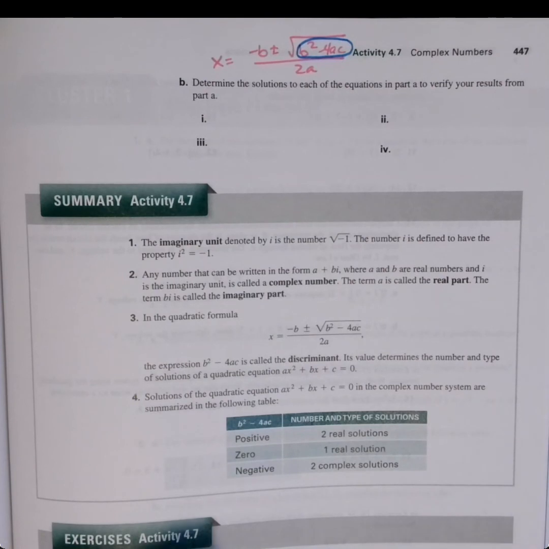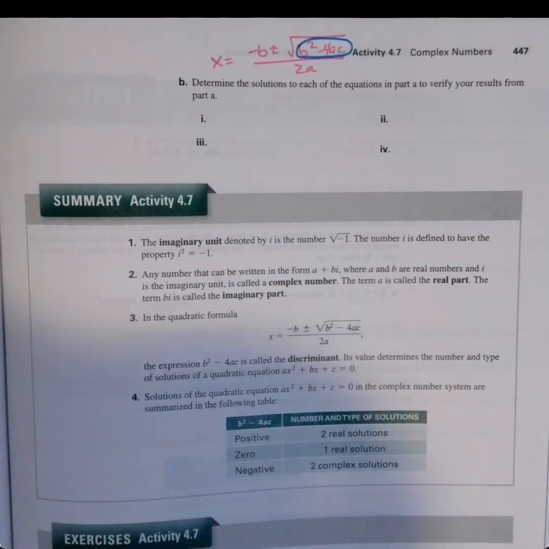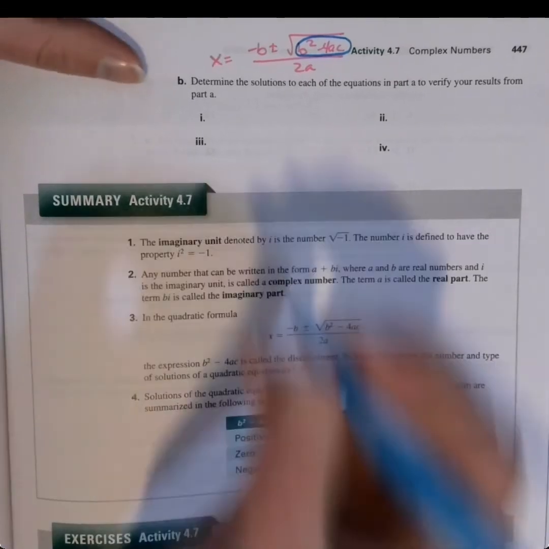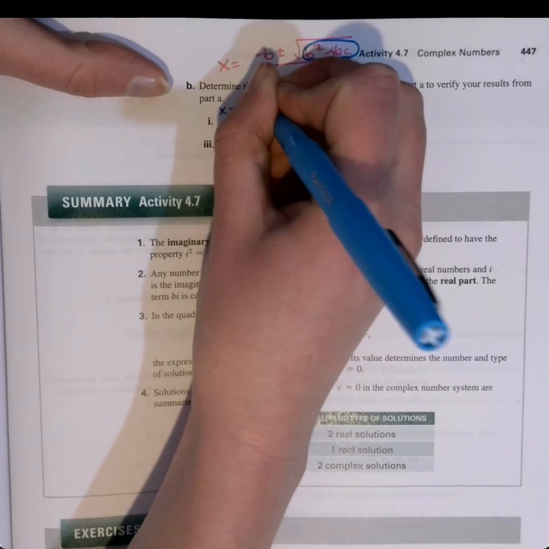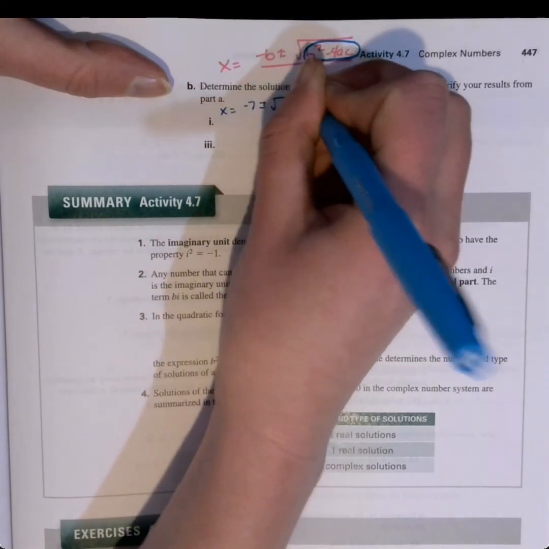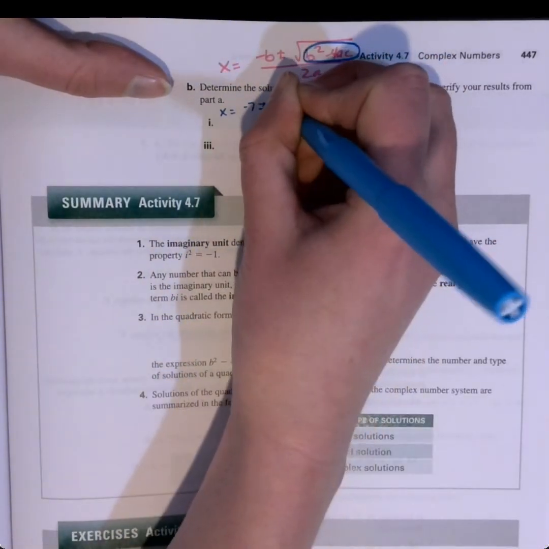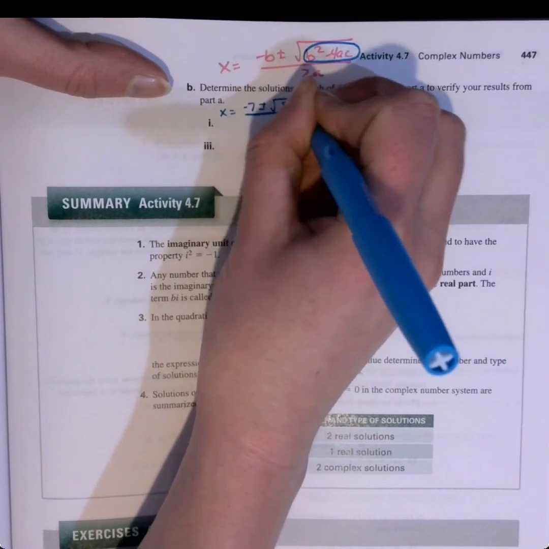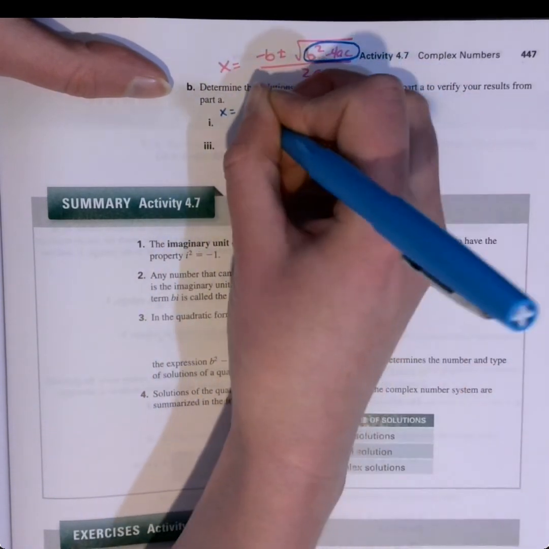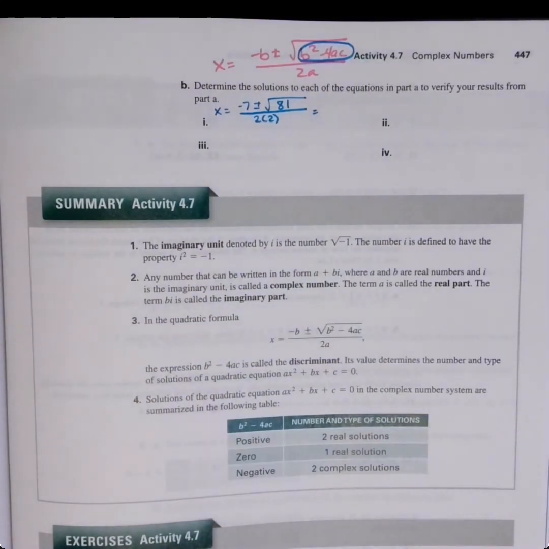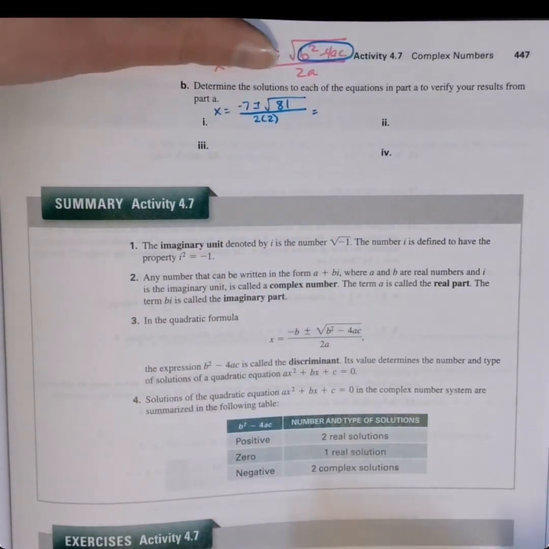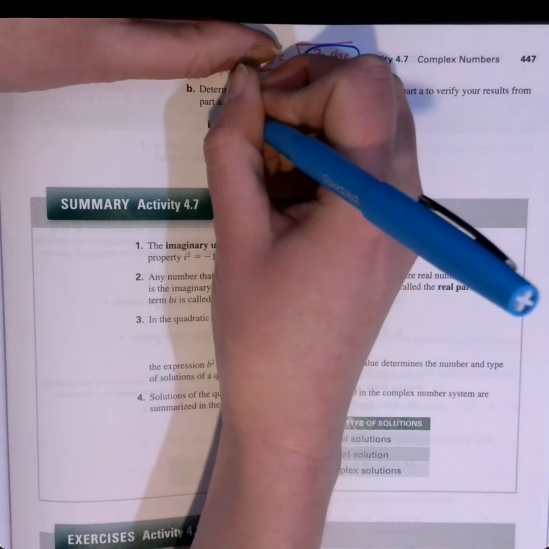Okay, so on the first one, b was negative 7. So we're going to have x equals negative 7 plus or minus the square root of our discriminant, which was 81. And then we're going to have over 2 times a, so 2 times 2. All right. So this is going to be, I'm sorry, it was negative 7.